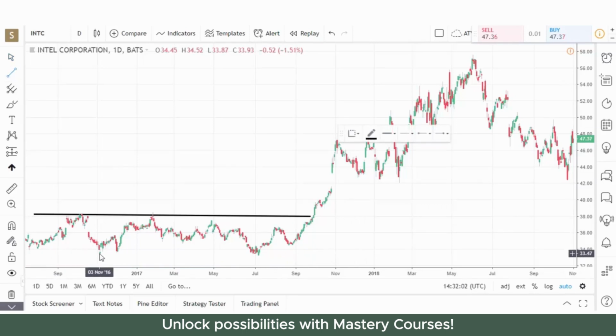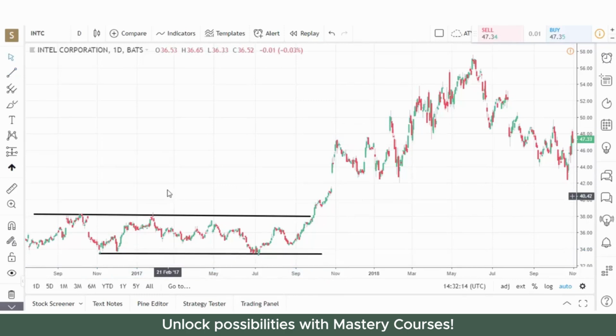And here we have our support level. As we can see, the stock traded in this range between resistance and support for more than a year. This is September of 2016 all the way up through September of 2017. This is an example of how important it is when a long-term support or resistance level is broken.